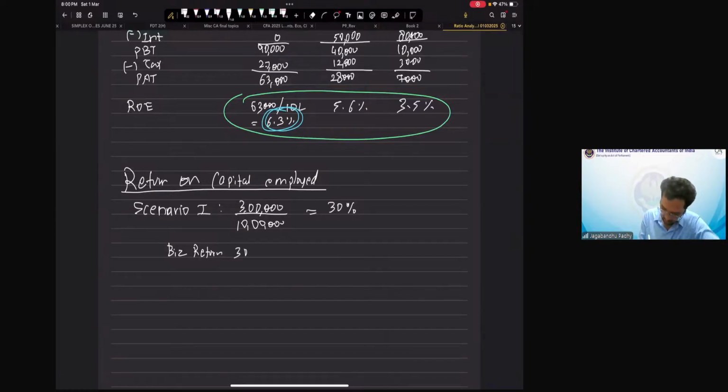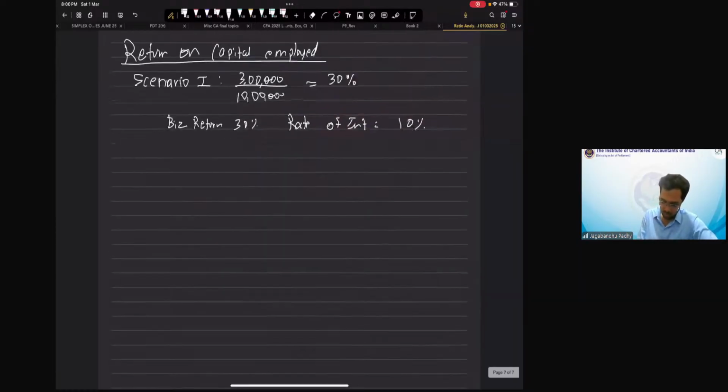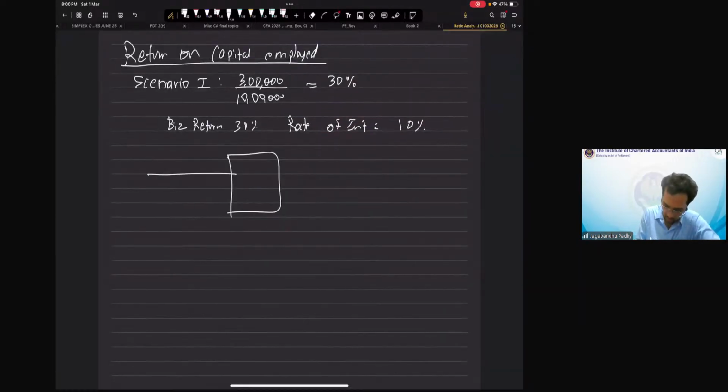Business return was 30%. And what was the rate of interest? The rate of interest was 10%. Right? So our business entity was getting funds at 10% and investing at 30%. So the investor was getting a return at the rate of 30%, and on the funds that it has borrowed, it is paying 10%.